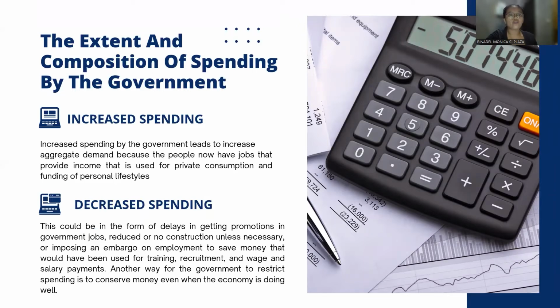This is the extent and composition of spending by the government. The government usually improves the economy by increasing spending, and this can happen in various ways. For example, they will construct highways and infrastructure to create jobs. This increased spending by the government leads to increased aggregate demand because the people now have jobs that provide income that is used for private consumption and funding of personal lifestyles.